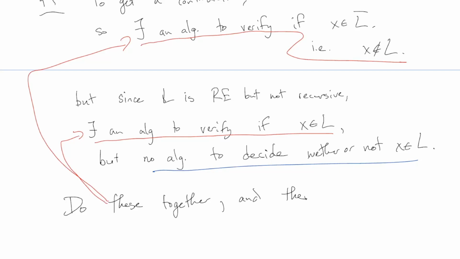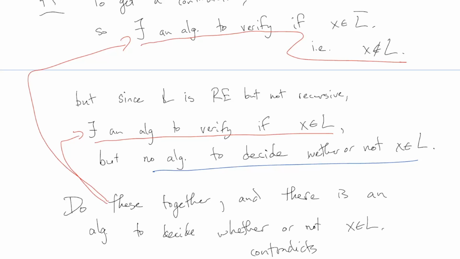So do these together, and there is an algorithm to decide whether or not X is in L. All right, and this is a contradiction. Contradicts the thing I underlined in blue.